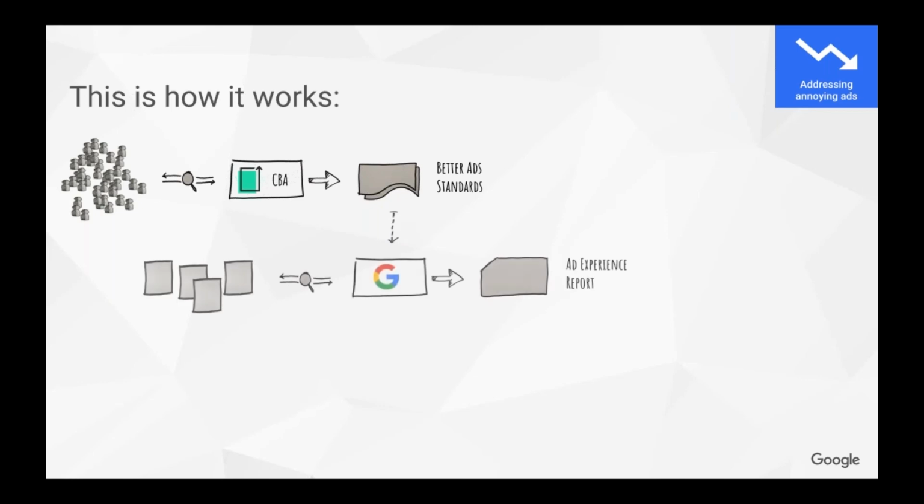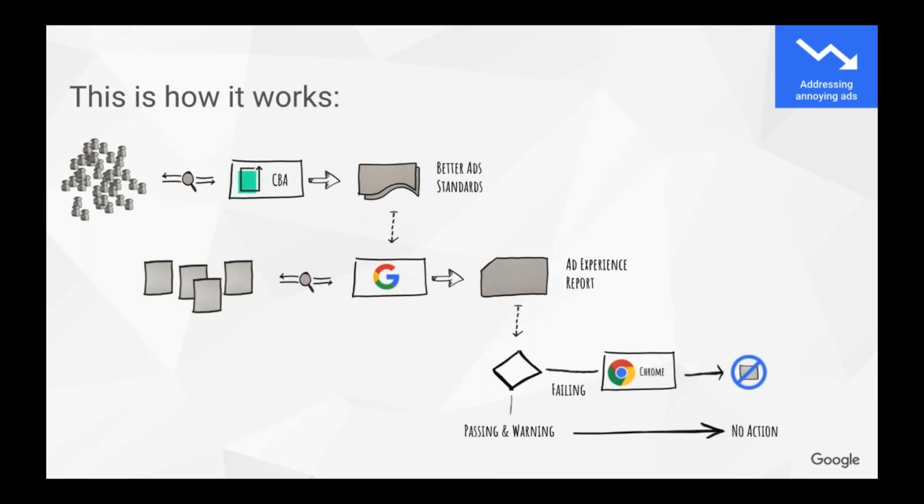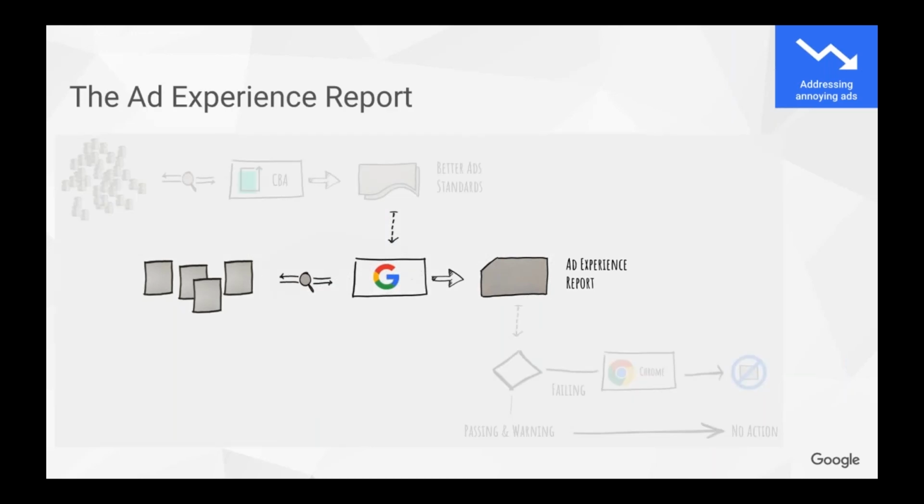But since we are talking about those different pieces, the Better Ad Standards at the coalition at the high level, and then the ad experience report at Google level and Chrome as the third part of this initiative. Let's spend some time on the ad experience report and where things stand. So let's start really with the findings so far.